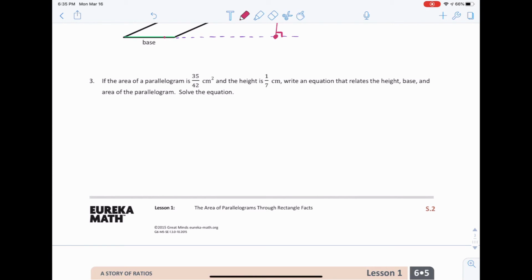I want you guys to stop, think about this problem for a minute or two. Really think about what does it take to find the area of a parallelogram. I want you to pause the video, but then I'm going to come back and give you some hints. And then I want you to pause the video again and keep going. So if you get stuck, you can count on some hints. Go ahead and try it out.